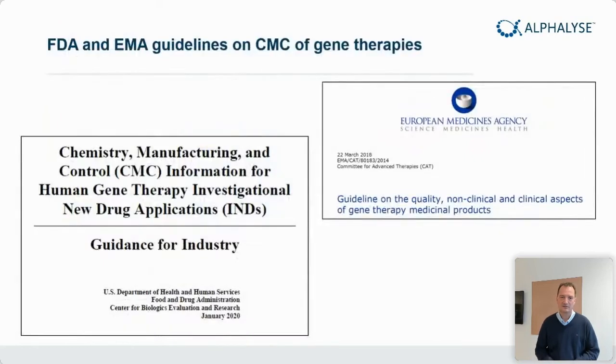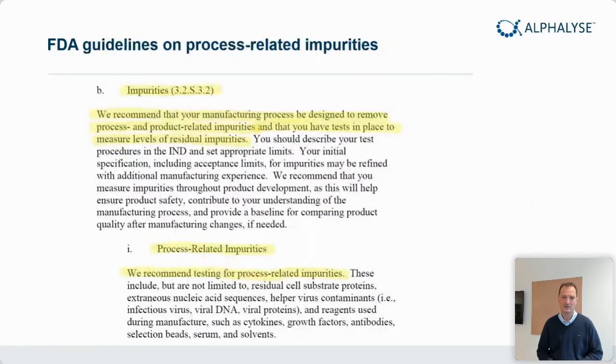So first, there are also guidelines that are very recent. One from January 2020 from FDA, where you can read a lot of the CMC details about it. There's also one from EMA with a similar title from 2018. So not to go through all these documents, just an example on the impurity chapter from the FDA guideline.